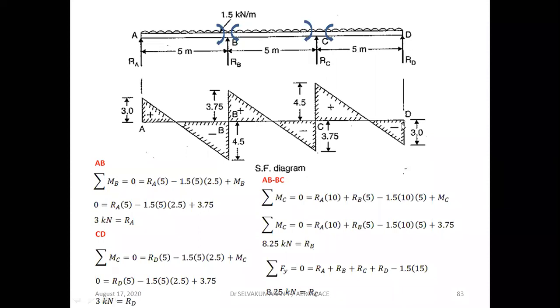You complete the diagram. Above the reference line, it is taken as positive. Below the reference line, it is taken as negative. So this is how you have to plot the shear force and bending moment diagram.